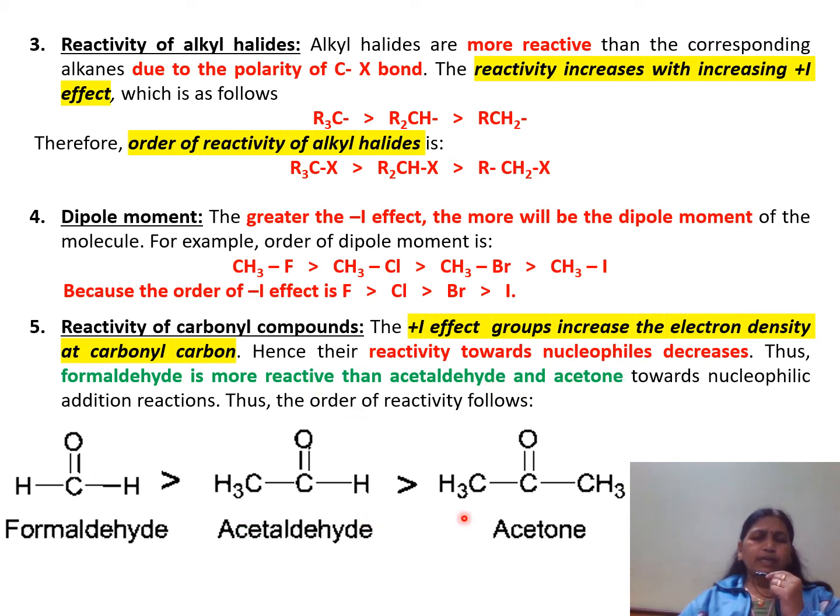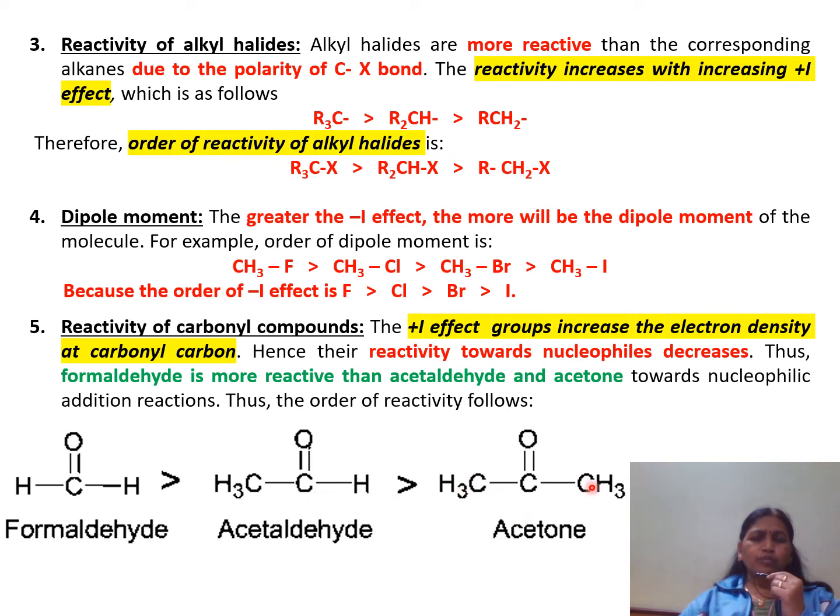Formaldehyde, acetaldehyde and acetone. In this C=O bond, there are no electron releasing groups. Here methyl is an electron releasing group, showing plus I effect. This will release electrons towards carbon, so the polarity of this C=O bond will decrease. As the polarity of this C=O bond decreases, reactivity towards nucleophile will also decrease.